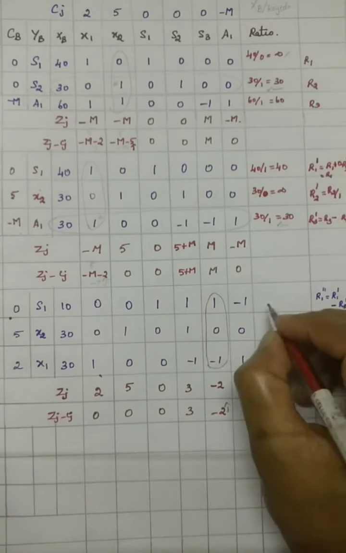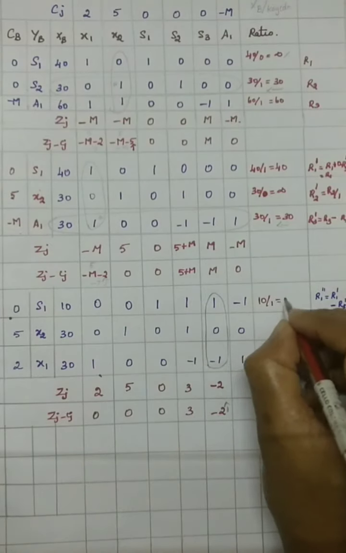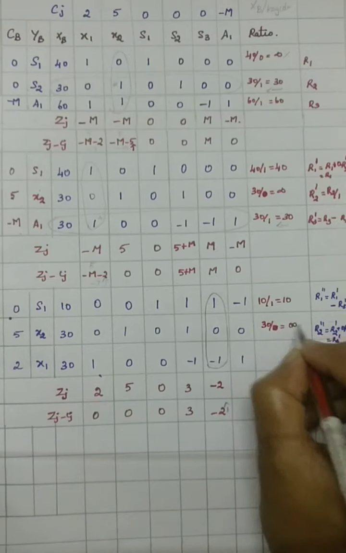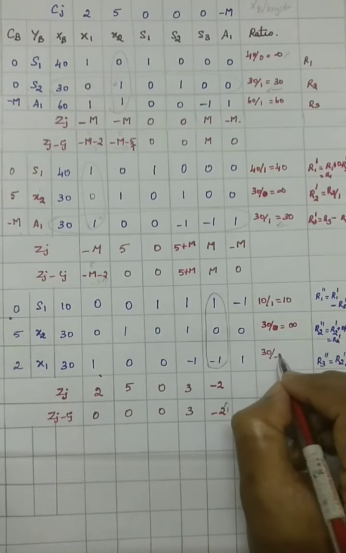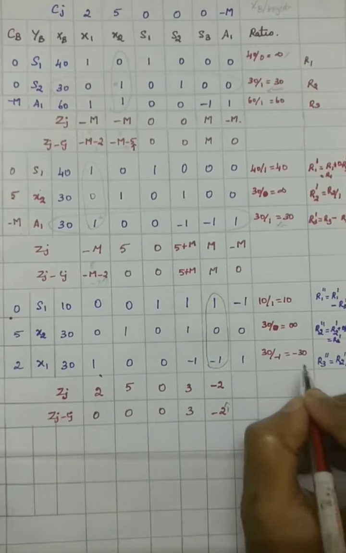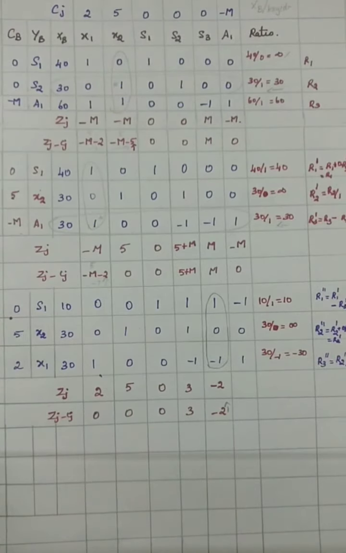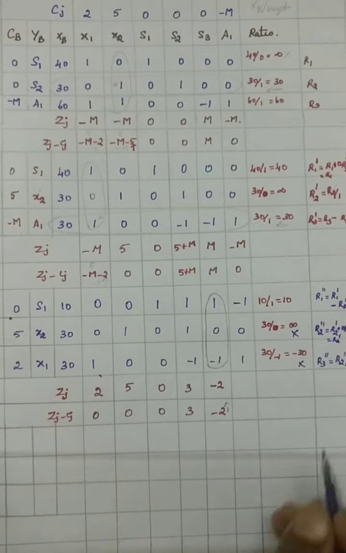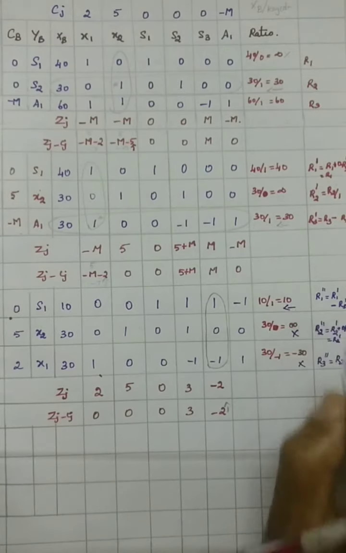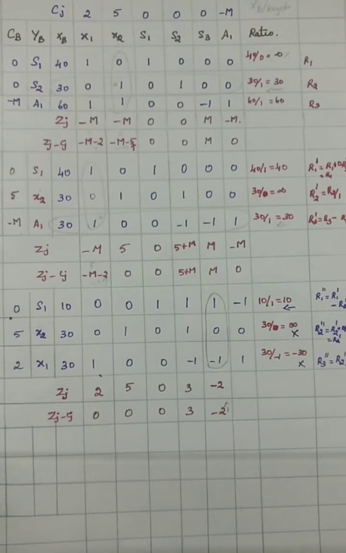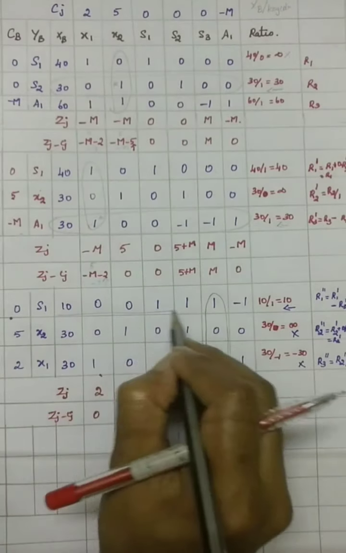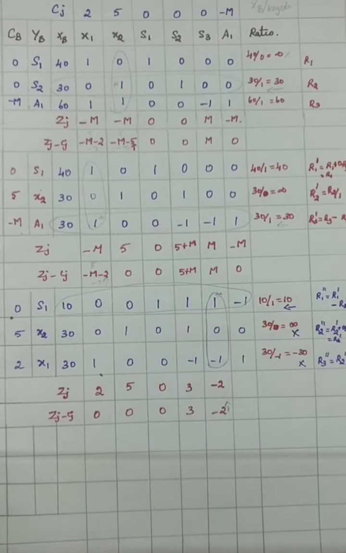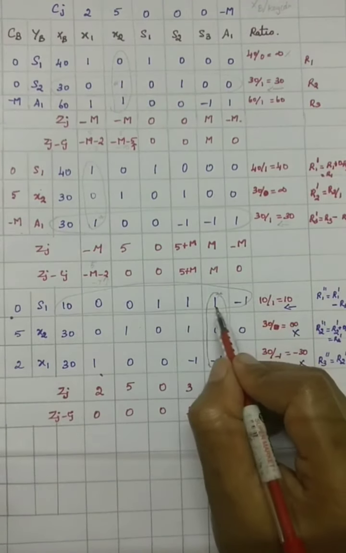The ratio values are 10 divided by 1, that is 10. 30 divided by 0, that is infinity. 30 divided by minus 1, that is minus 30. So here we have to omit this one and this one, because infinity and negative values are omitted. We go with the least positive value, that means 10. So we choose this as your key row, and this is your intersection element. Here the value is 1, so no problem.